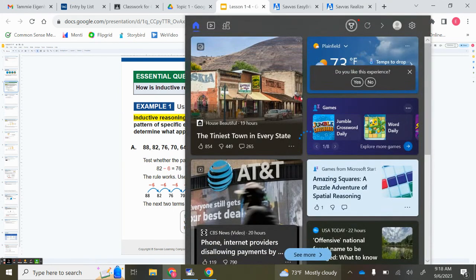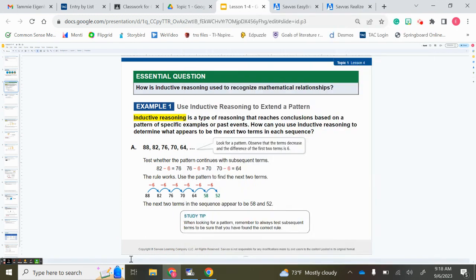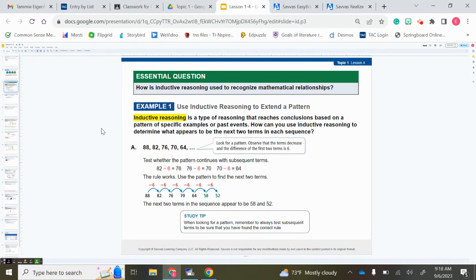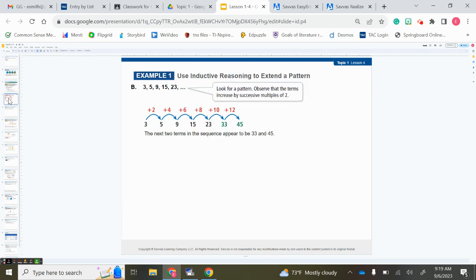Now, here's the thing you need to be aware of with this stuff. It's not always going to be a common difference. There'll be a pattern, but it's not always going to be a pattern with a common difference or a common ratio, okay? And that's what this next example shows.